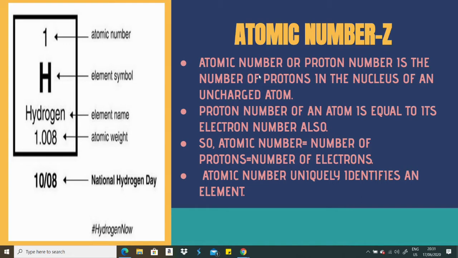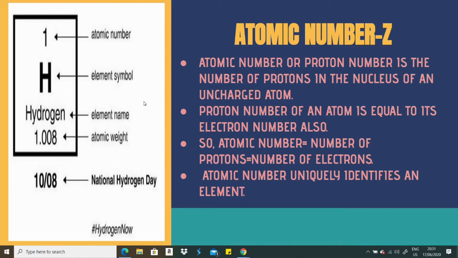So if atomic number is the number of protons in the nucleus of an atom, we can also say that it is equal to the electron number. Atomic number is equal to the number of protons or the number of electrons in an uncharged atom, and this atomic number is specific for a specific atom. So we can say that the atomic number of an atom uniquely identifies an element because it is a fixed value for each atom of an element.